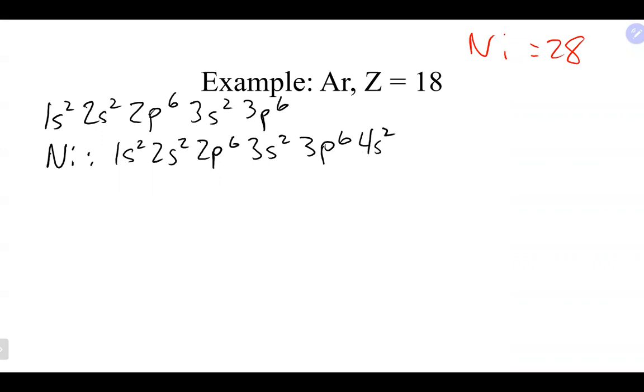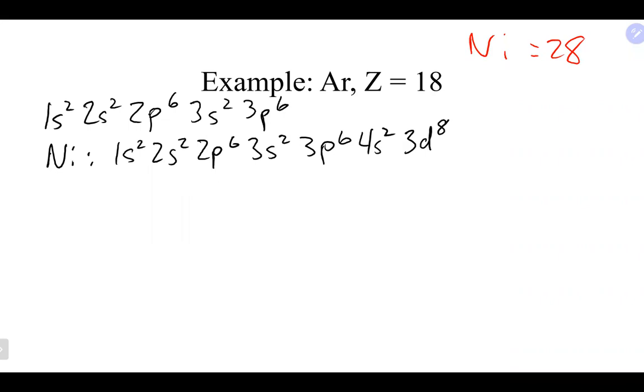And then we zigzag back to our 3d subshell at that point. And we will end up with 3d8 in this case. We add up the top numbers there. Should equal 28, I hope. Yeah. Any question on that configuration?